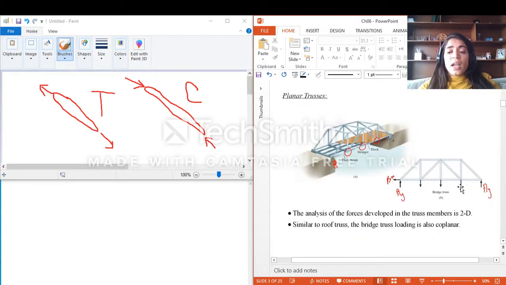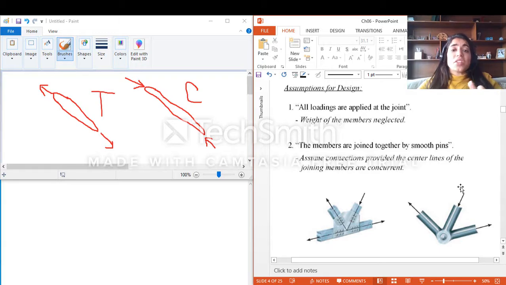Now, guys, I want you to know that trusses are always modeled as a 2D case. And this is because, guys, the members of the trusses are slender. So I can assume that I am in a 2D case, and then I can solve my equilibrium equations.